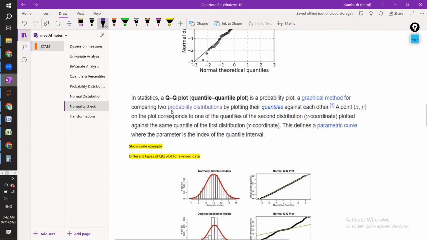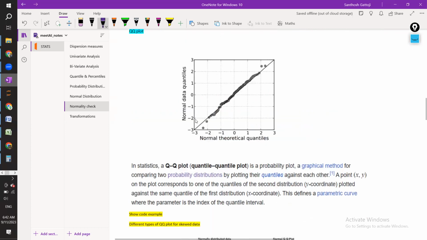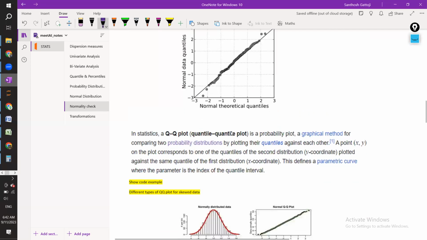First of all, in statistics, a QQ plot is a quantile plot. What does QQ plot mean? A quantile plot is a probability plot, a graphical method for comparing two probability distributions by plotting their quantiles against each other. A point on the plot represents one quantile of the first distribution plotted against the same quantile of the second distribution. The basic point is this: it is a plot called QQ.